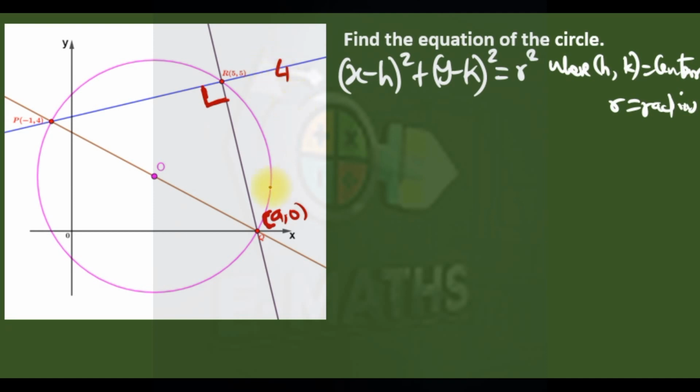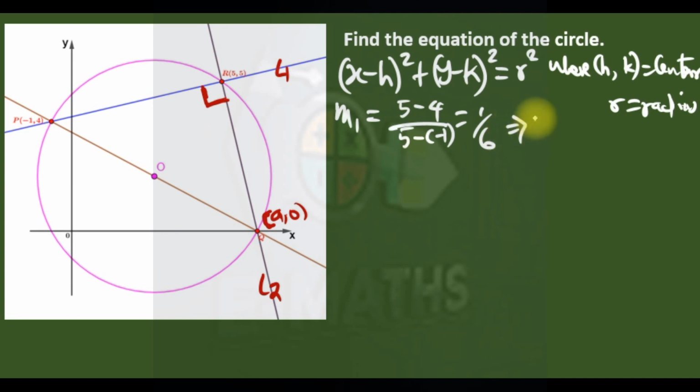So if we call this line L1 and this line L2, let's get the slope of L1. M1, the slope of line L1, is change in y over change in x, which is (5 - 4) over (5 - (-1)). So we have 1 over 6, which implies that the slope of line 2 will be -6. For two lines to be perpendicular, the product of their slopes must be -1. If you multiply 1 over 6 and -6, you get -1.